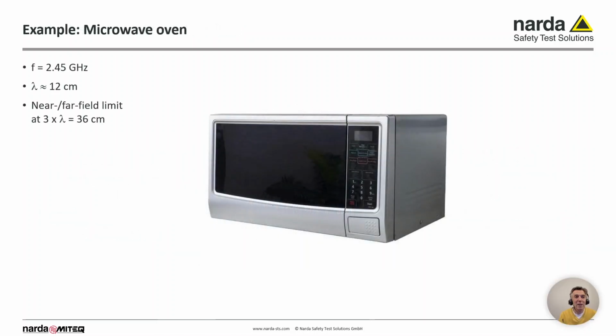Another example is a microwave oven: 2.45 gigahertz means a wavelength of 12 centimeters. So from 36 centimeters away from the microwave oven, you are in the far field. One measurement is enough. And normally you measure the electric field, because electric field probes have a much broader frequency range compared to magnetic field probes.